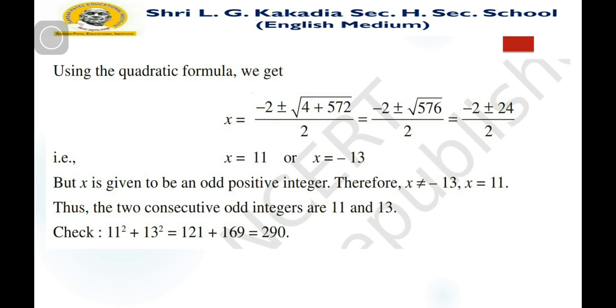And if we take their squares, 11 square plus 13 square is equal to 121 plus 169, which is equal to 290. That is verified. So by this way we can find the solution or the roots of the given quadratic equation. Remember that the value of b square minus 4ac can never be negative, because we cannot find the square root of a negative number. Here you can see that 576 is positive, so we can find the square root of this number.